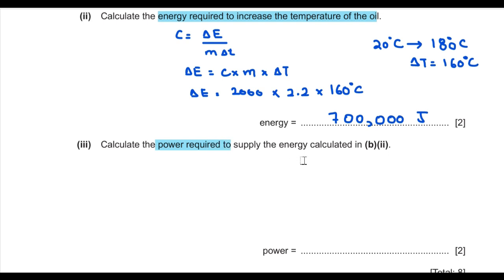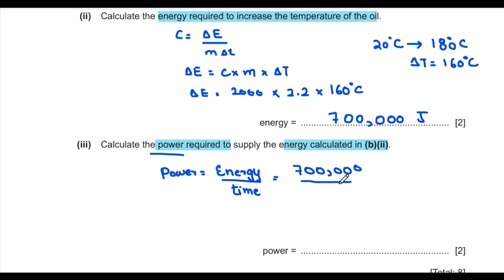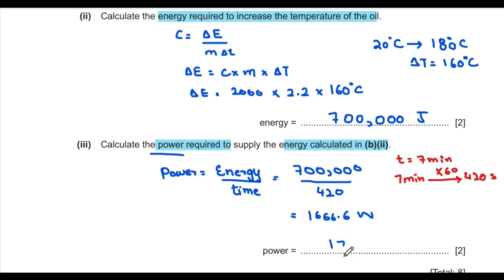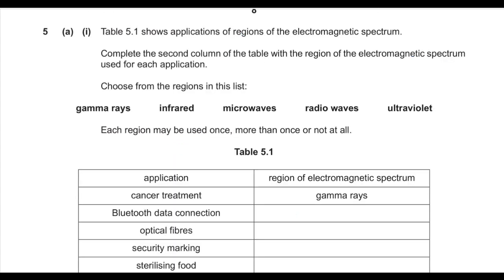The third part says calculate the power required to supply the energy that we have just calculated. So, power is defined as energy supplied per unit time. So, we have the energy, we have the time. Now time is given in minutes, so we have to convert our time into seconds by multiplying the time by 60. 7 minutes would be equal to 420 seconds, so I'm putting 420. So the power would ultimately be equal to 166.6 watts. To two significant figures, it would be 700 watts.